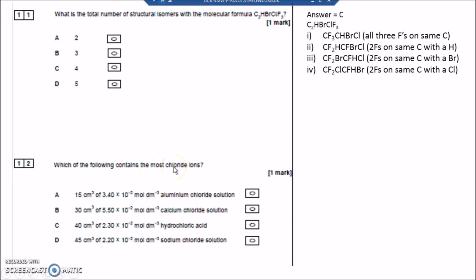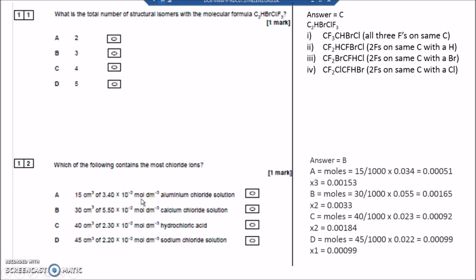Which of the following contains the most chloride ions? This is more complicated than at first it seems. I've got a concentration, 3.4 times 10 to the minus 2, and I've got a volume. I could turn that volume into decimeter cubed by dividing by 1,000. So I could call that 0.0125, 0.03, 0.04 and 0.045. For these, I convert them into decimeter cubed, I've got a concentration, and then I can work out each of the number of moles. So concentration equals moles divided by volume. Moles equals concentration multiplied by volume.